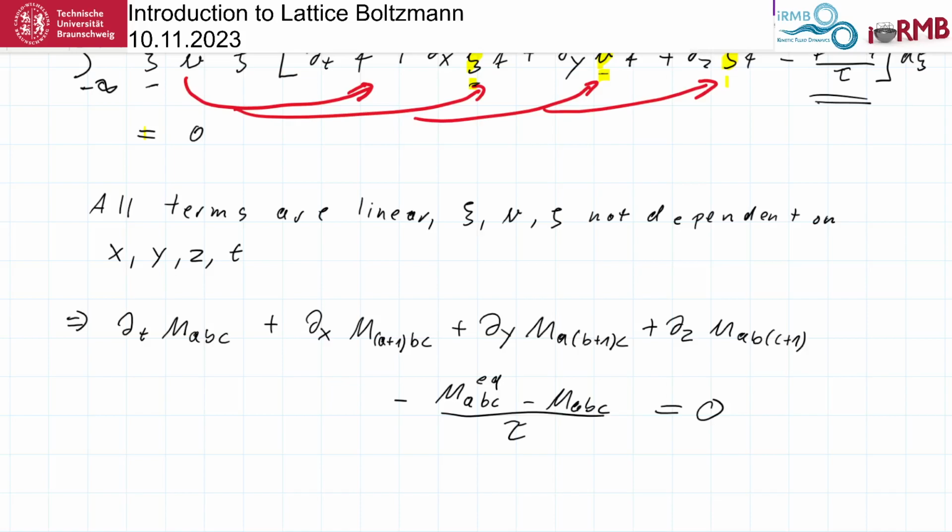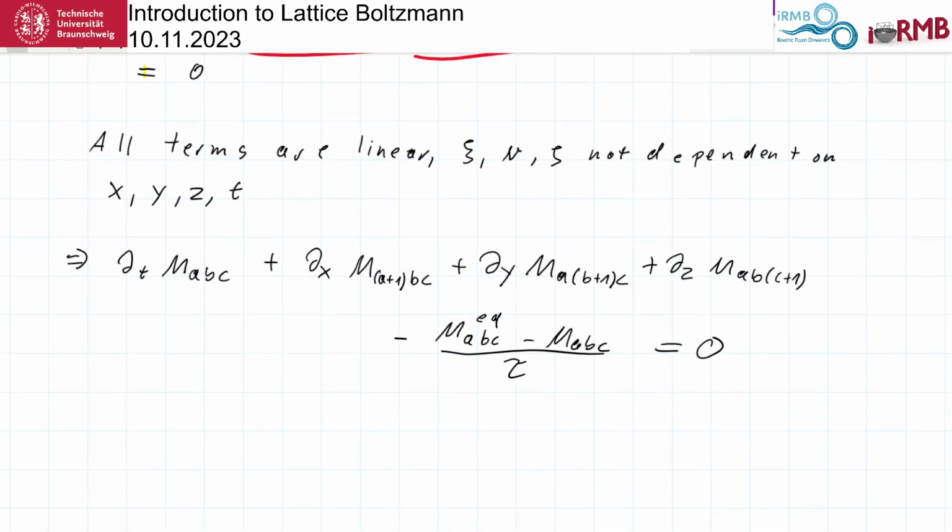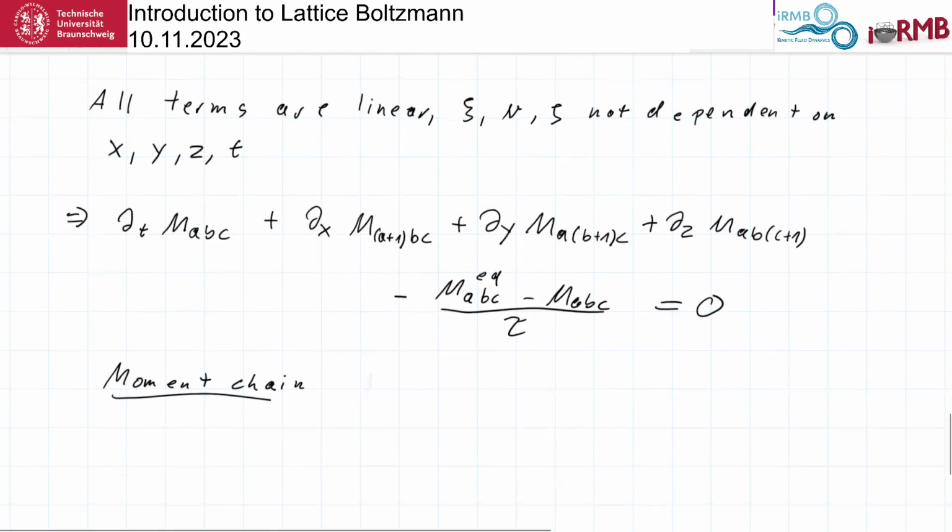So you see, we have not specified what A, B, and C are, but we get an equation that's pretty much independent of what they are. Now let's look at the moment chain that is coming out of this.